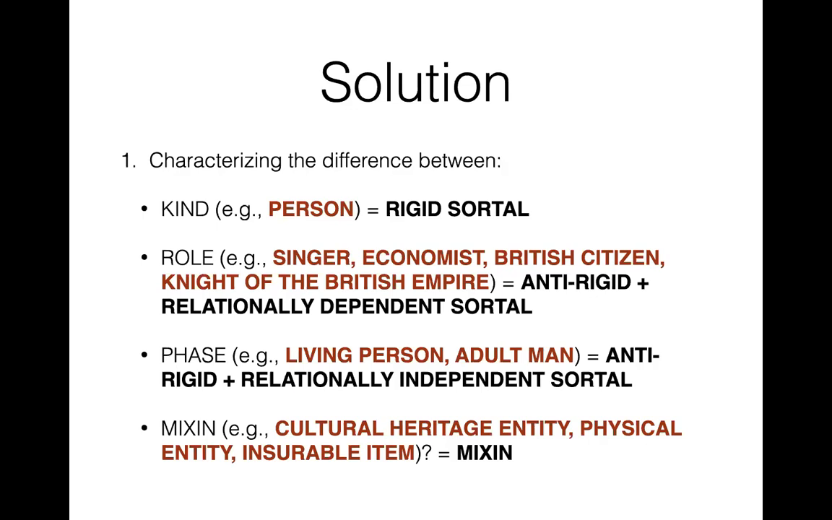If I consider that being an adult man or a living person is contingent, classifies things of a unique kind, again, person, and is relationally independent, so it's intrinsically motivated, I will model this as a phase. And if I have a type that classifies things of multiple kinds, I'll have this as a mixin, like cultural heritage item, or physical entity, or insurable item, and so on. One direct syntactical consequence is that mixins are abstract classes, so they cannot be directly instantiated.